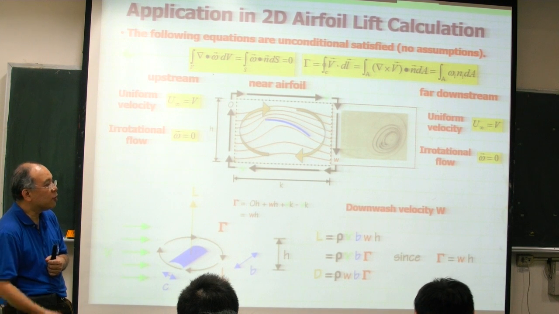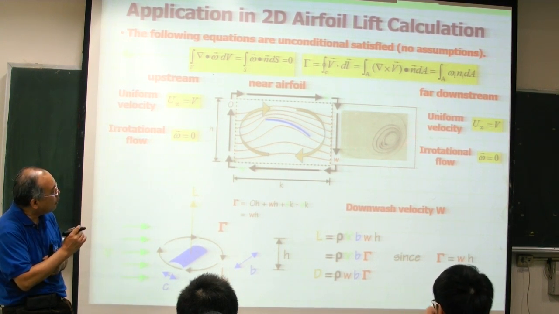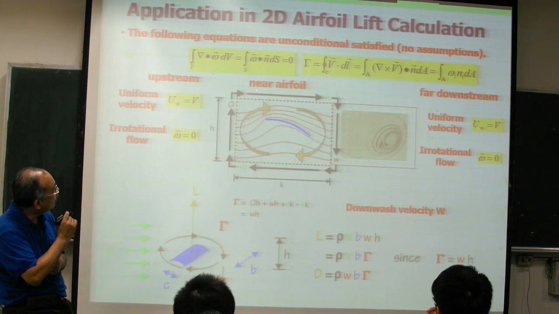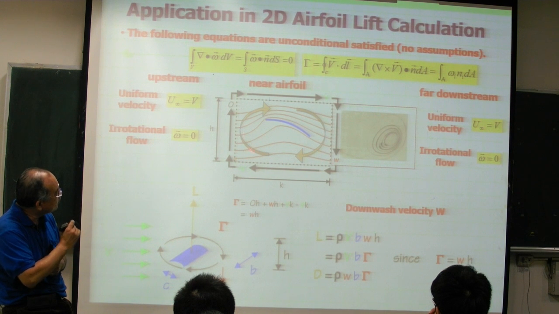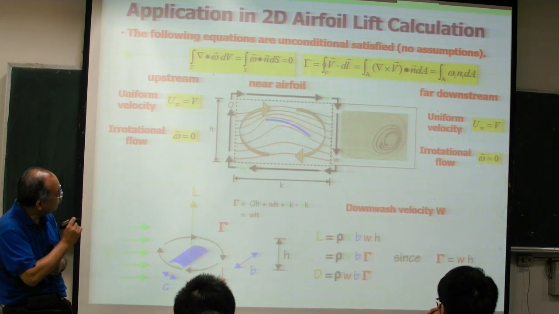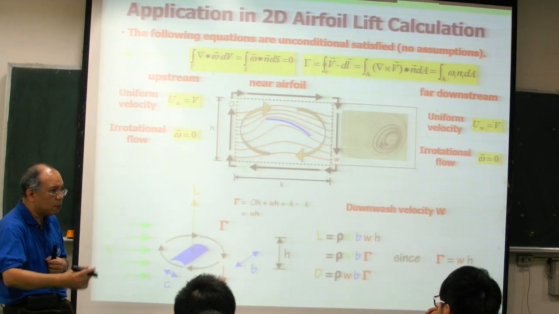So here is a way of using the starting vortex as a phenomenon. If you compute the near airfoil circulation, you will find this circulation. However, this doesn't mean there is no vorticity inside. We have a viscous flow, so we have vorticity.